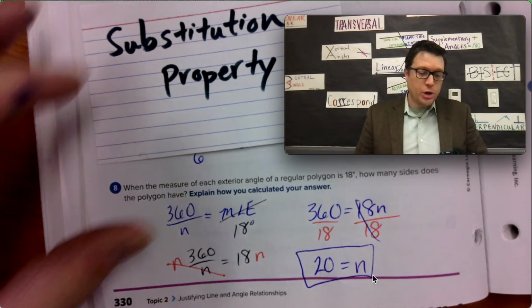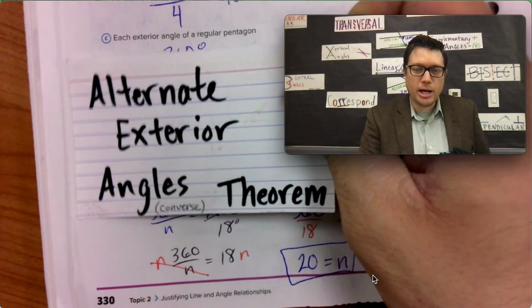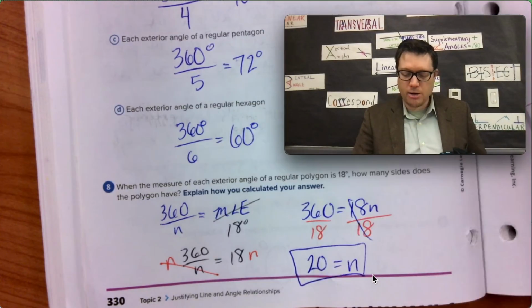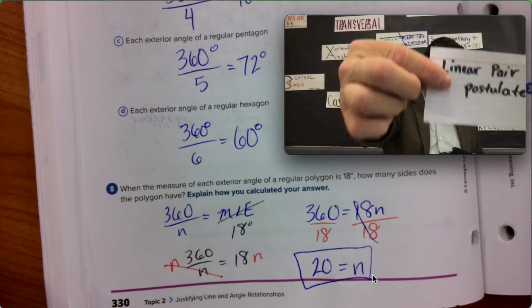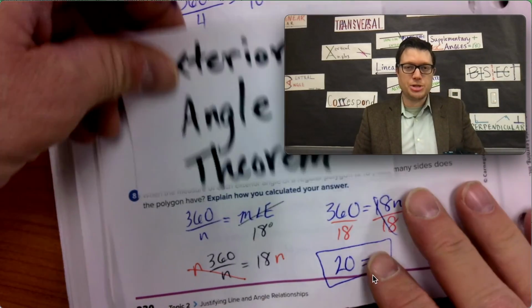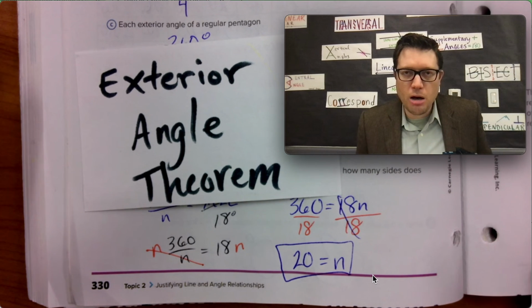There you have it. Those are the exterior angles of triangles, polygons, quadrilaterals, etc. We used substitution along the way. We used linear pair along the way. What I want to make sure that you are able to do is solve for missing angles or missing sides of the shapes.